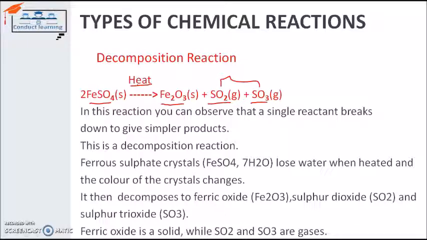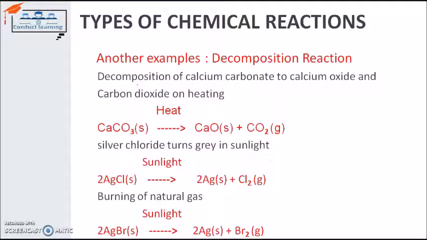We can also have another example of the same kind of reaction. For example, when we heat up calcium carbonate, it gives us two different products: calcium oxide and carbon dioxide. As you can see there, CaCO3 is the chemical formula for calcium carbonate. It is a combination of three elements: calcium, carbon and oxygen. It gives us calcium oxide and carbon dioxide.